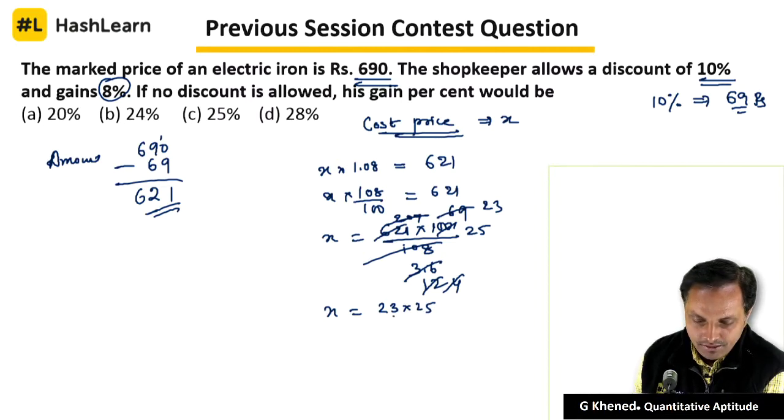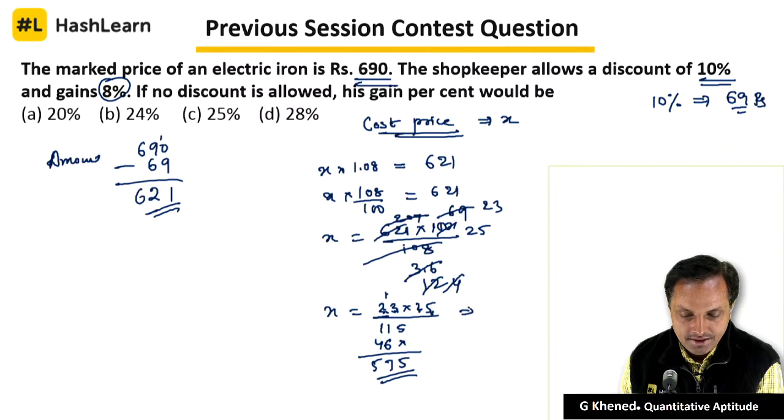So what will that give you? 5 3s are 15, carry 1. 5 2s are 10 plus 1 is 11. 3 2s are 6, 2 2s are 4. So X is 575.